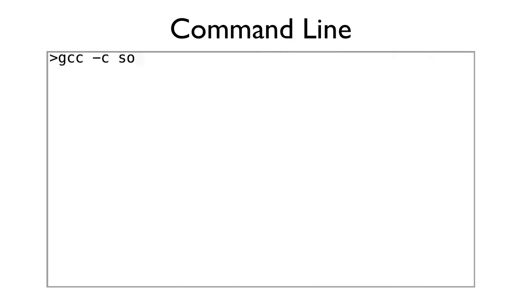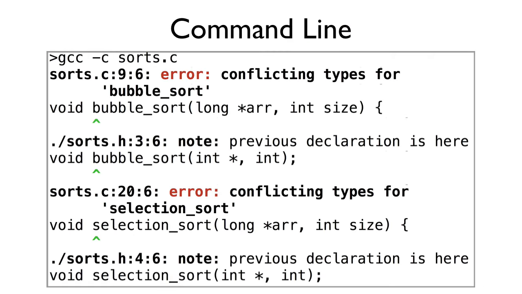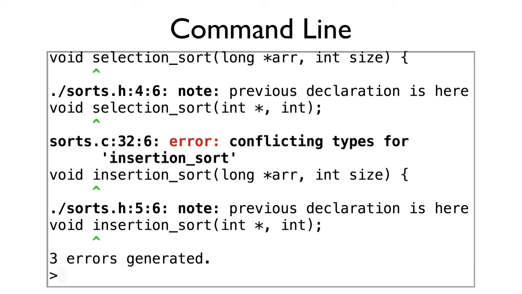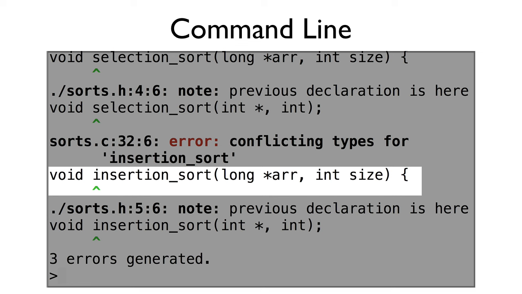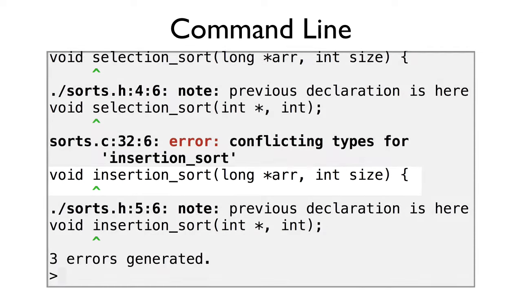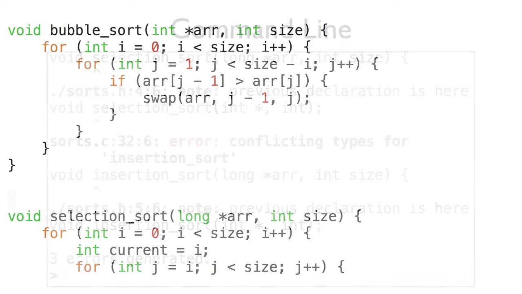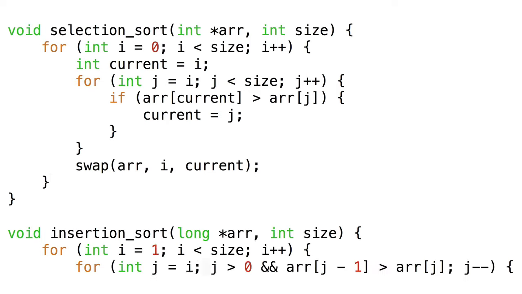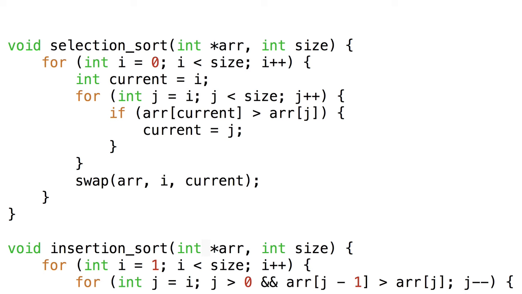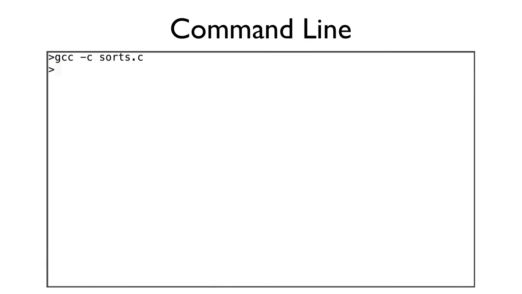And this time, when we compile sorts.c, we get an error because the declaration in the header file and the definition in the source file don't match. The compiler detects the type mismatch and warns us. So now we fix the mismatch, going back to int. Putting our declarations into a header file keeps our design consistent across the multiple files that implement it. And let's compile again and see that it works.